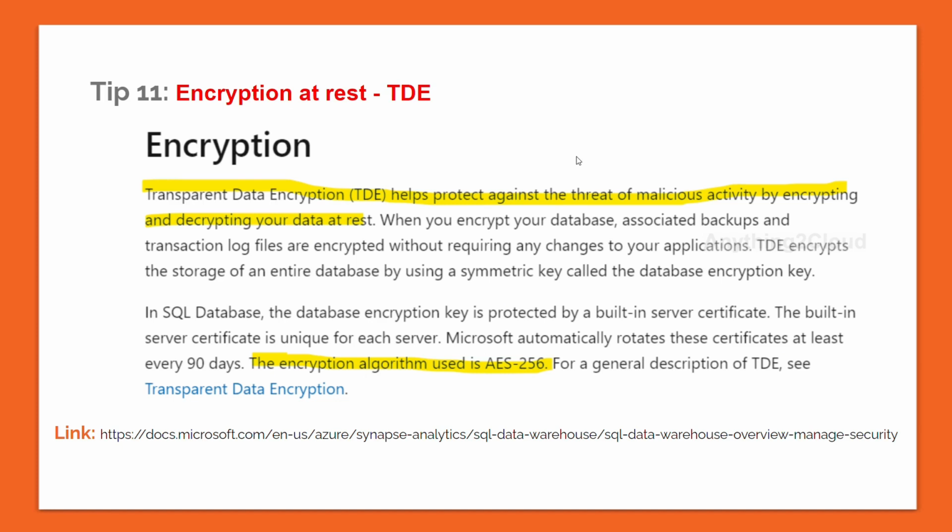Moving on to the next step. The next step is on encryption at rest (TDE). TDE is nothing but transparent data encryption. This helps to protect against the threat of malicious activity by encrypting and decrypting your data at rest. When you encrypt your database, associated backups and transaction logs are encrypted without requiring any change to your application. TDE encrypts the storage of an entire database by using a symmetric key called the database encryption key. In SQL database, the database encryption key is protected by a built-in server certificate. The built-in server certificate is unique for each server. Microsoft automatically rotates this certificate at least every 90 days. The encryption algorithm used is AES-256.